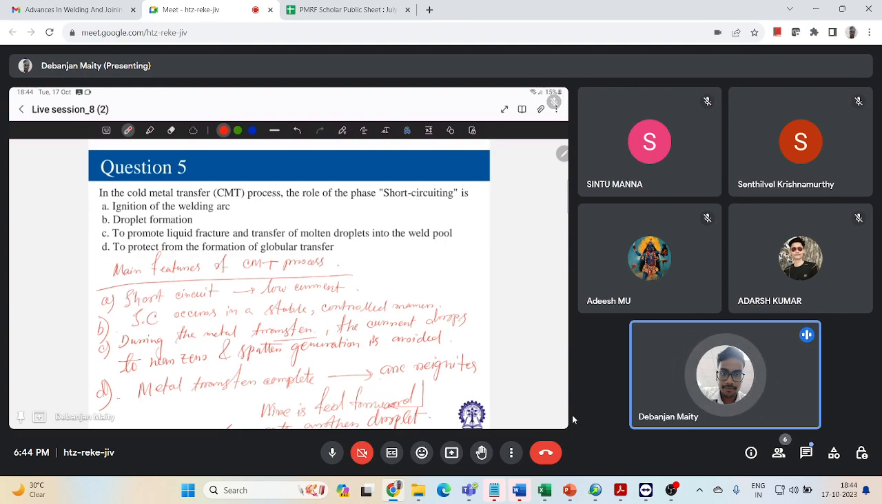In the cold metal transfer process, what is the role of the phase short circuiting? It was also mentioned during the examination. Of course, it will not ignite the welding arc. Short circuiting is basically to promote this liquid fracture and transfer of the molten droplet into the weld pool, right?